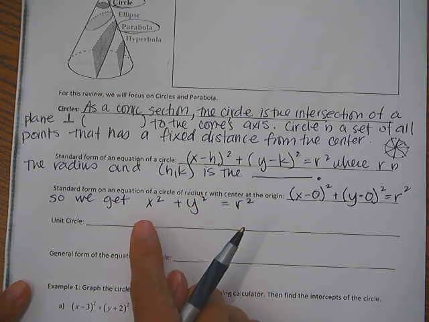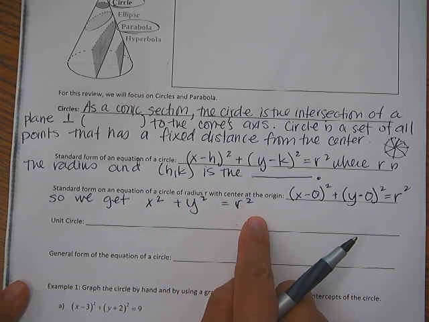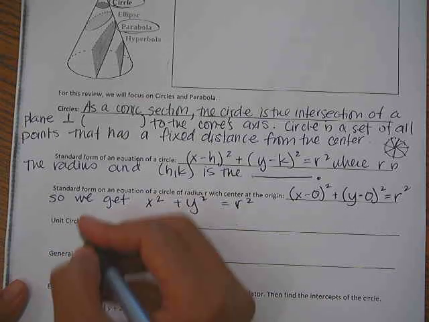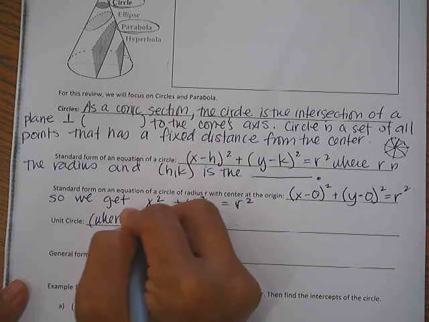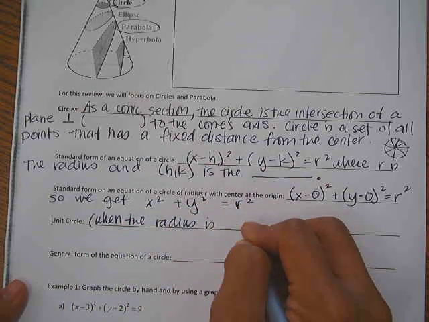Anytime you see x squared plus y squared equals something, you know it's a circle with the center at the origin. A unit circle is when the radius is 1, the unit.